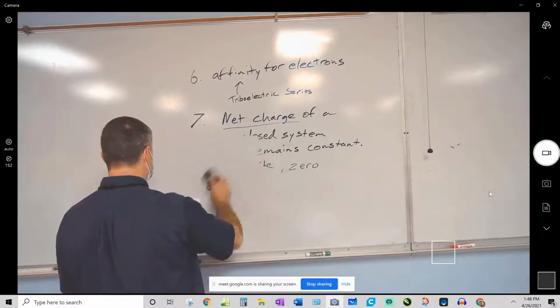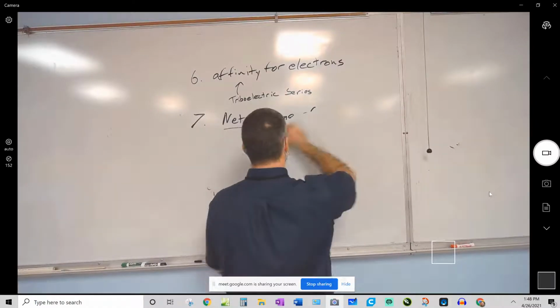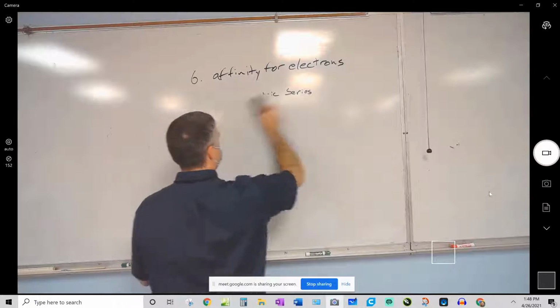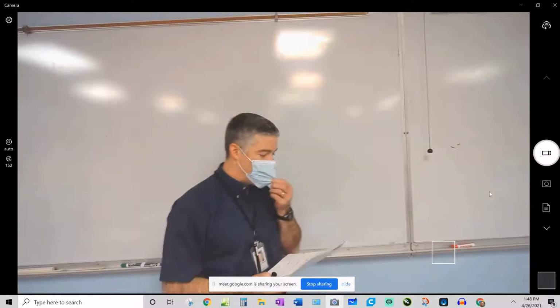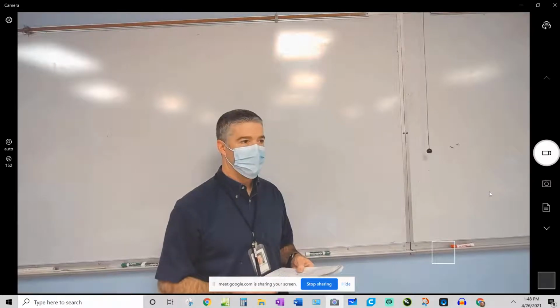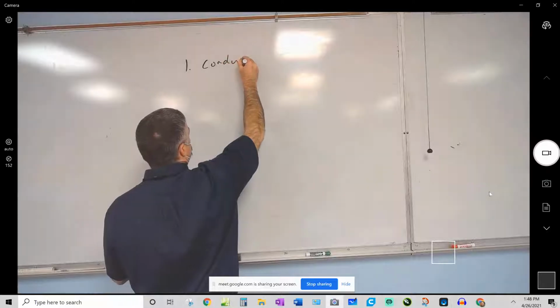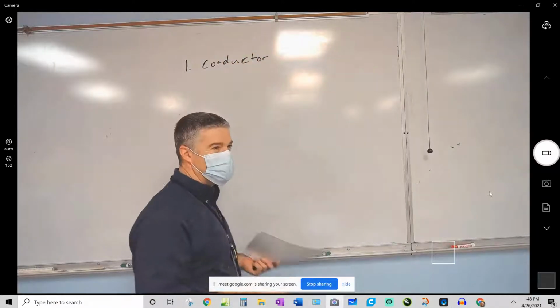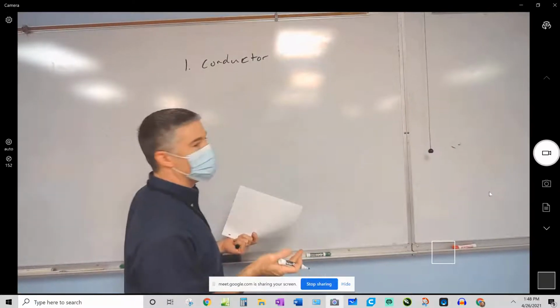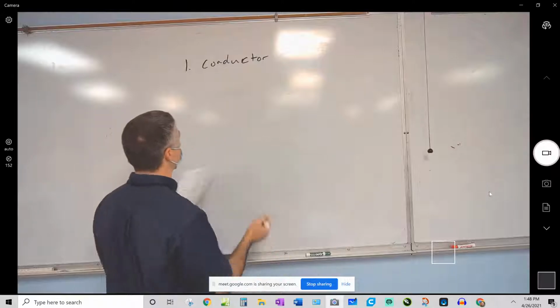Number 1 says blank allow electrons to easily move through them. List some examples. So is that a conductor or an insulator that allows electrons to move easily through it? Conductor. So number 1 is conductor. Silver is an excellent conductor. Not just electricity, but heat too. It feels really cold when it's cold, and really hot when it's hot.